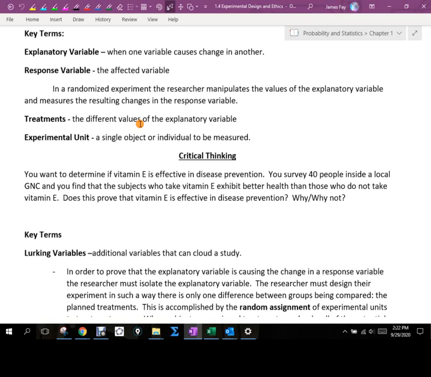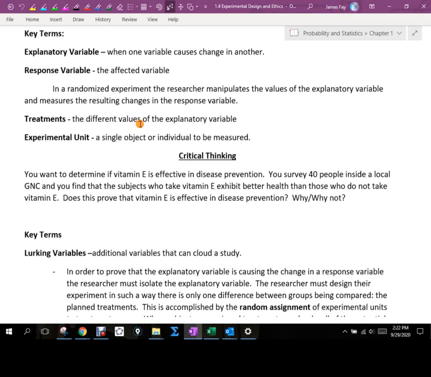Does that make sense? Not something that actually helped them, but basically what did I do, or what did I provide for this group versus the other group. So a treatment is the different values of the explanatory variable.